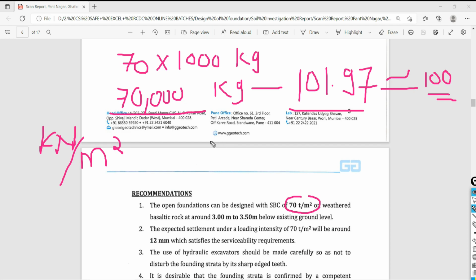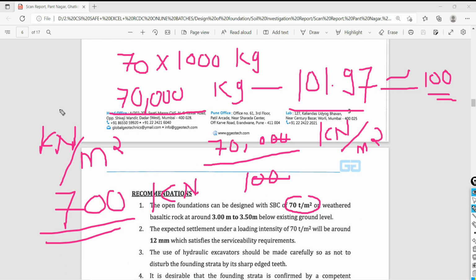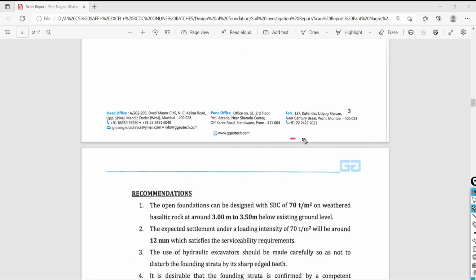So 70,000 divided by 100. What do you get? You get the result in kilonewton per square meter. Just cancel this. How much do you get? 700 kilonewton. So you don't need to do this entire calculation again and again. Just multiply 70 by 10 and you will get kilonewton per square meter. 70 multiplied by 10 is 700 kilonewton per square meter, in short.